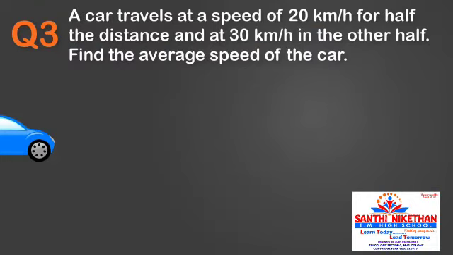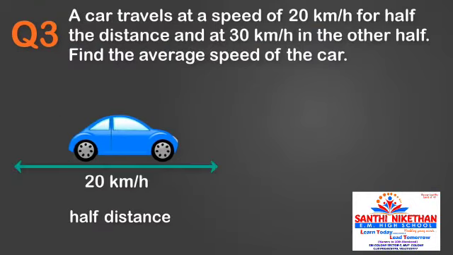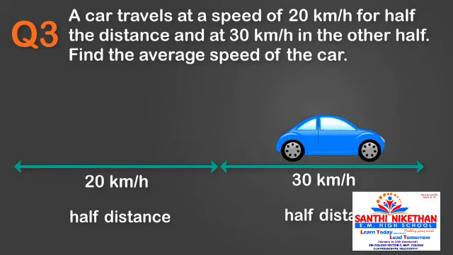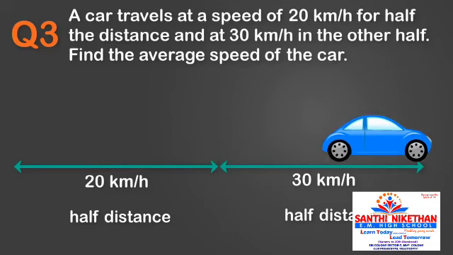Question 3. A car travels at a speed of 20 km per hour for half the distance and at 30 km per hour in the other half. Find the average speed of the car.